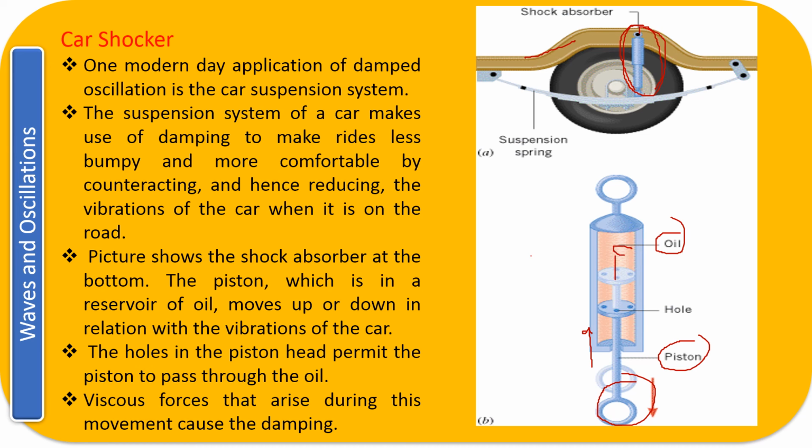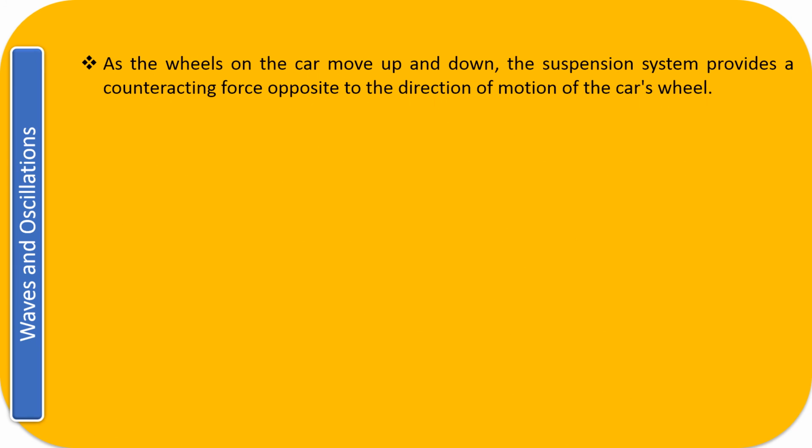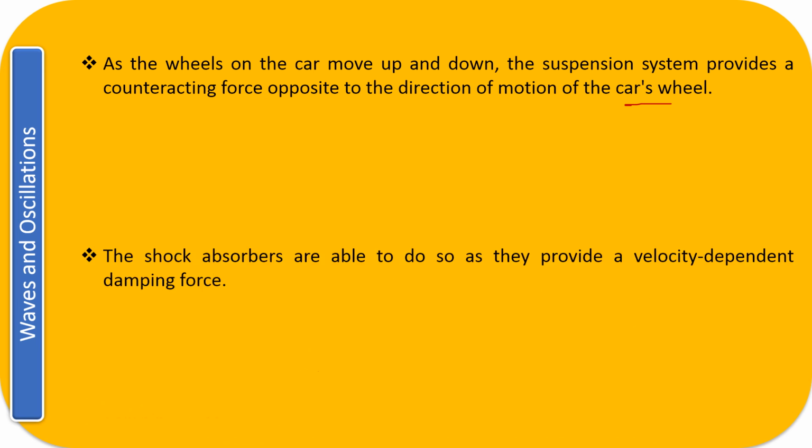So oil will have a particular value of the viscous force, and that viscous force is against the motion, and that is going to stop the further movement of the piston inside the fluid. As the wheels on the car move up and down, the suspension systems provide a contracting force opposite to the direction of the motion of the car's wheel, right? So this is what I have discussed.